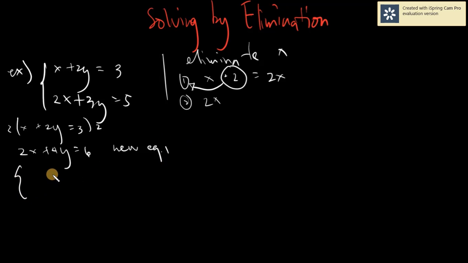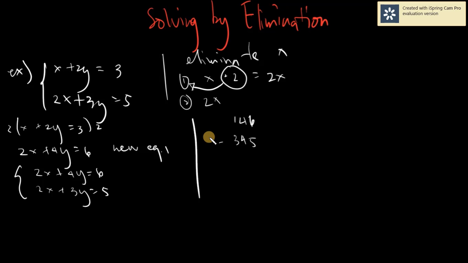Having your new equation 1, let's have our system now. It will be 2x plus 4y is equal to 6, and you have 2x plus 3y is equal to 5. The process of elimination means I will subtract both equations. I will subtract them in the sense of the usual subtraction algorithm, like 146 minus 345 and so on. So I will have 2x plus 4y is equal to 6 minus 2x plus 3y is equal to 5.